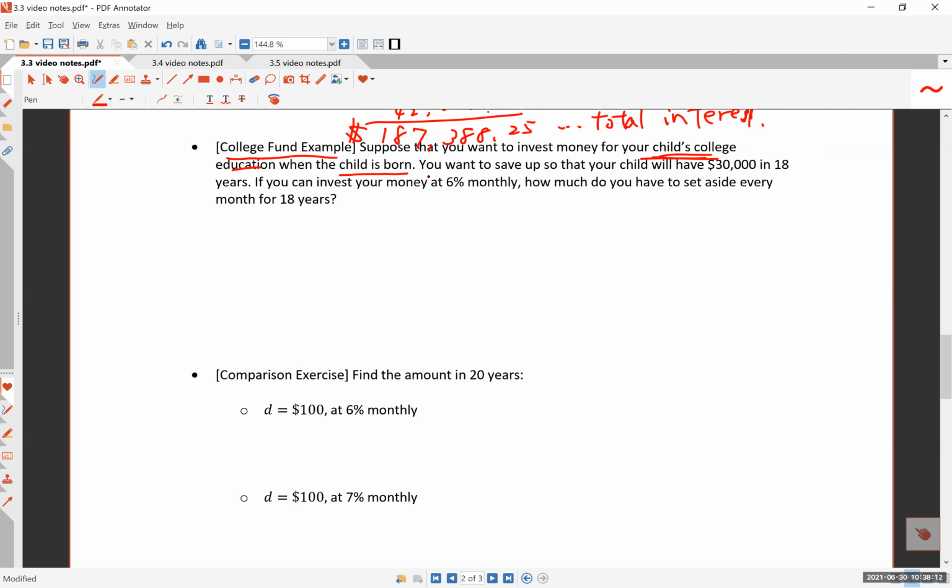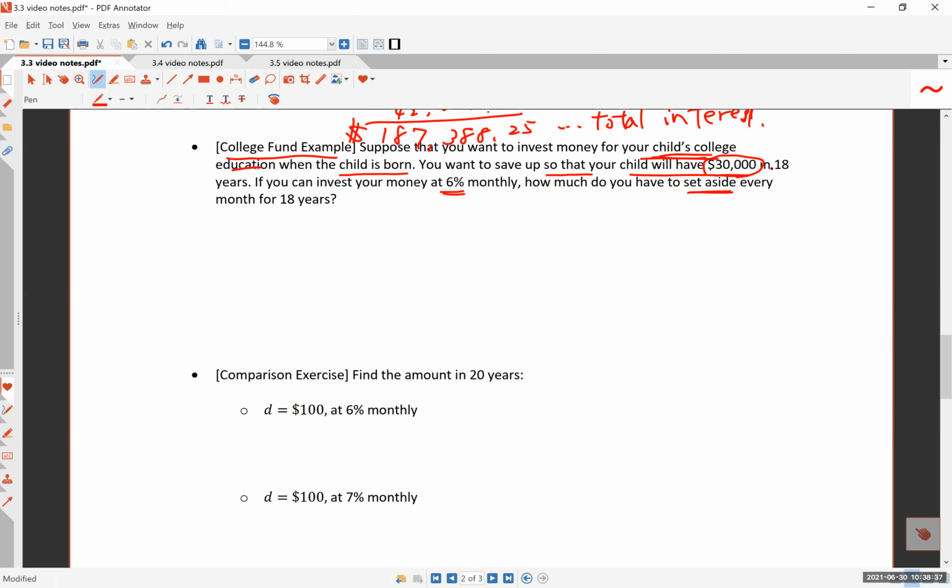When the child is born, you start saving up money. You want to save up so that your child will have $30,000 in 18 years, when your child becomes 18 years of age. If you can invest your money at 6% monthly, how much do you have to set aside every month for 18 years? That sounds like a daunting task. Like, how can I come up with $30,000 for my 18-year-old to start college?